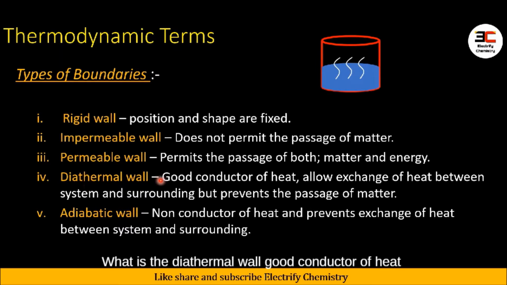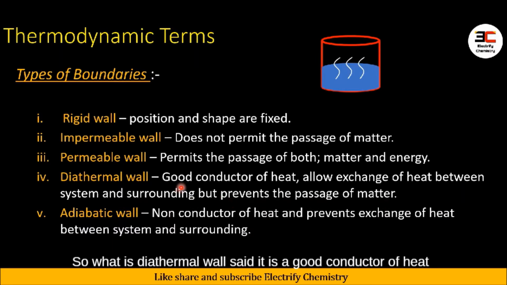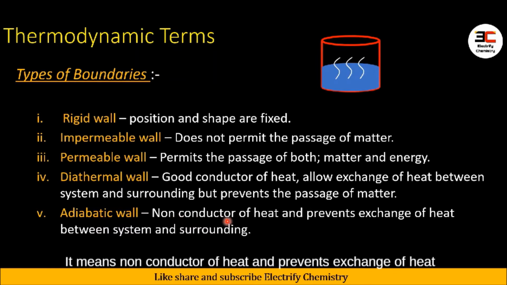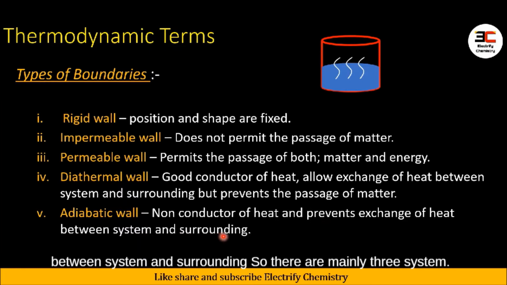What is a diathermal wall? A good conductor of heat, it allows exchange of heat between system and surrounding, but prevents the passage of matter. So what is a diathermal wall? It is a good conductor of heat. If we replace the glass wall of the beaker with a good conductor of heat, it exchanges heat between system and surrounding. What is the adiabatic wall? It is the opposite of the diathermal wall. It means a non-conductor of heat and prevents exchange of heat between system and surrounding.